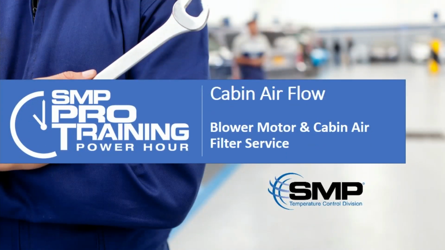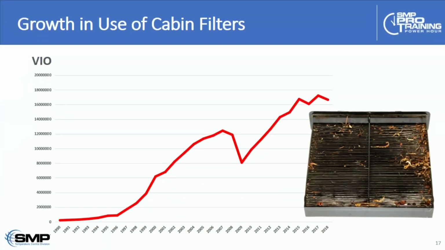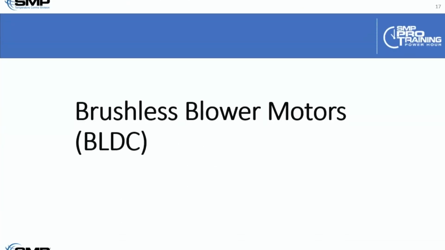So let's take a quick look here at some blow motor and cabin air filter service tips. Probably 70-80% of vehicles today are now using cabin air filters, whereas 20 years ago, most vehicles didn't use a cabin air filter. I think most people are accustomed to this now, but it is important to keep that in mind, not to overlook it. It should be one of your first checks when you start investigating an air conditioning or heating complaint.